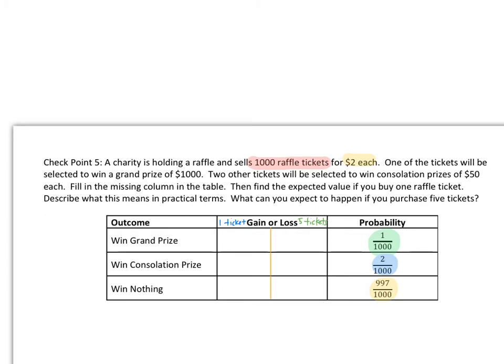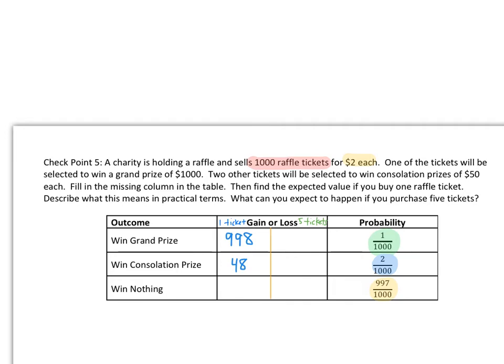So I take 1,000 and I subtract $2. So I'm actually gaining $998. Okay? Now, if I win the consolation, I still paid $2 for my ticket. The consolation prize is $50, but how much money did I gain? Hopefully you're able to say you gained $48. Okay, because you get that $50 back, but 2 of it is what you paid to play.